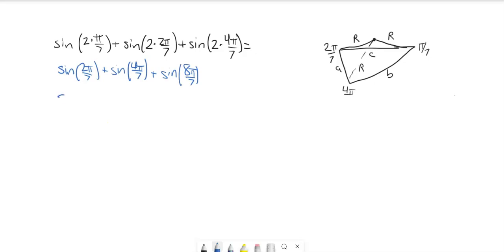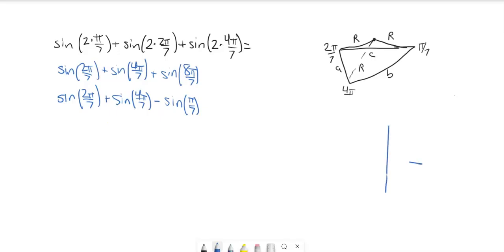So I'm going to rewrite this as sine of 2 pi over 7 plus the sine of 4 pi over 7 minus the sine of pi over 7. And again, it's pi over 7 more than pi, so that's where the 8 pi over 7 comes from, and therefore pi over 7 is what is called the reference angle.